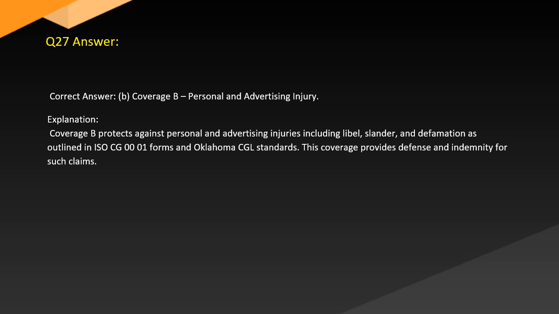Answer. Correct answer. B. Coverage B. Personal and advertising injury. Explanation. Coverage B protects against personal and advertising injuries including libel, slander, and defamation as outlined in CG 01 forms and Oklahoma CGL standards. This coverage provides defense and indemnity for such claims.